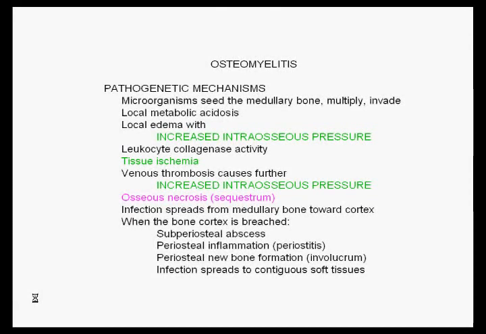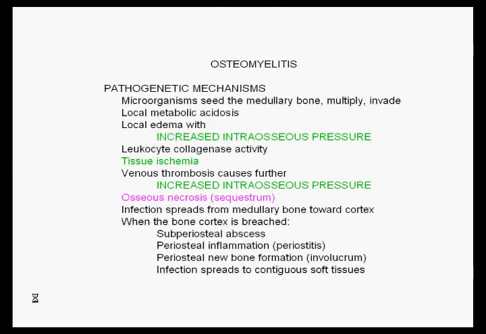So the organisms are there in the medullary area, and then they multiply, invade, and produce local metabolic acidosis and edema, which further increases the intraosseous pressure. Then you get leukocyte activity, which gives you further tissue ischemia, and then venous thrombosis, as we talked about before, increases the pressure, and you wind up with necrosis. In the old days, they used to call that a sequestrum because the dead bone separates itself out from the surrounding bone because it has no blood supply.